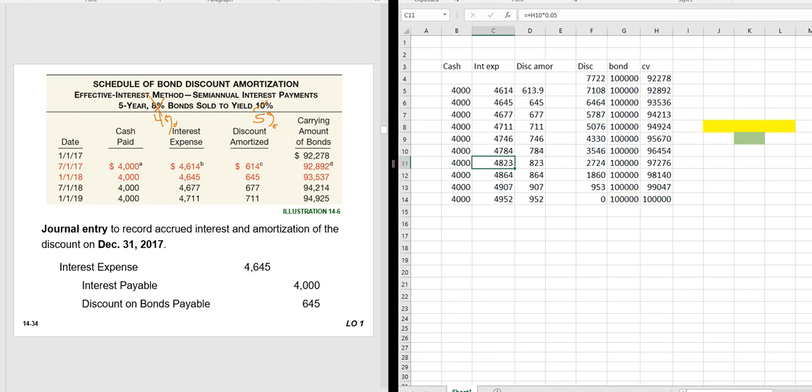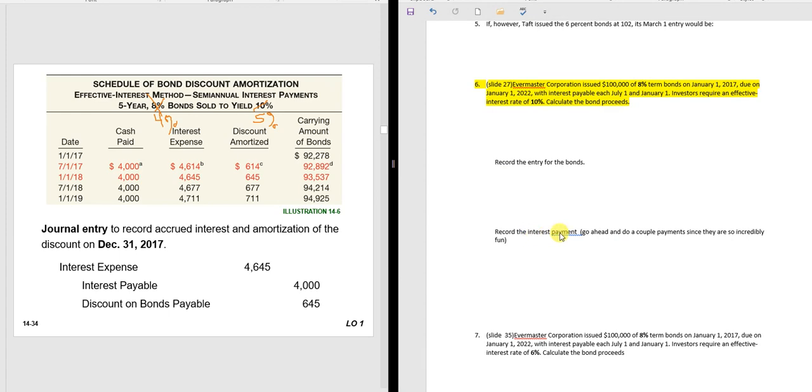So you should be able to record the interest payment. So for the first one, credit cash for $4,000, debit interest expense for $46.14. Discount is plug the difference. And for the next one, it is interest payable for $4,000, interest expense $46.45, and my discount is $6.45. Notice you might do cash too. Again, it's just because it's December 31st.